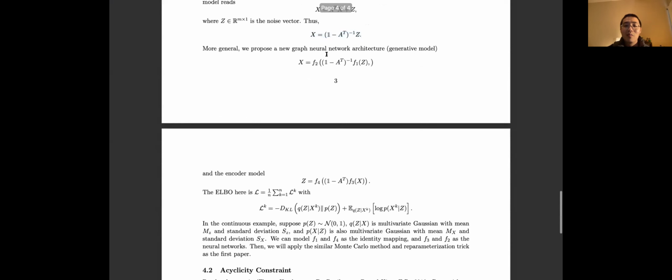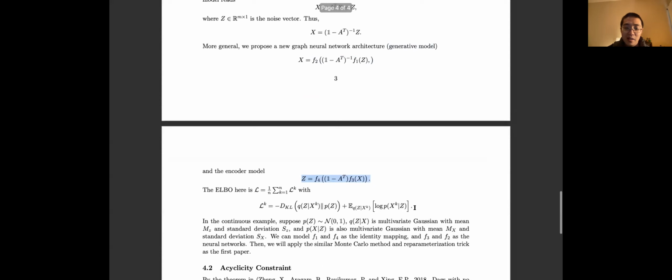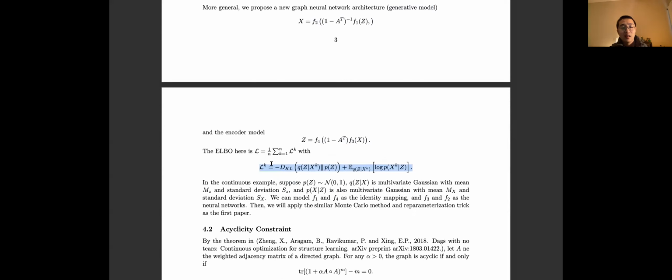And in this paper, they propose a new graph neural network architecture. For the generative model, that is from Z to X, suppose it has this form, f1 applied to Z, (I minus A transpose) inverse. If we pick f1, f2 as the identity function, then this goes back to the linear structural equation model. So this is the generative model, and this is the decoder model and the encoder model, and then we can write the ELBO in this form.